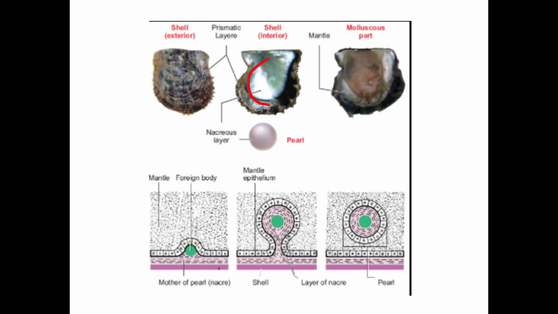If the foreign body is trapped inside the shell or mantle, the mantle epithelium will grow over the foreign body. Now the nacreous substance secreted by the mantle epithelium is continuously deposited over the foreign body in so many layers, and the layers then harden to form pearl. This is about the pearl formation.